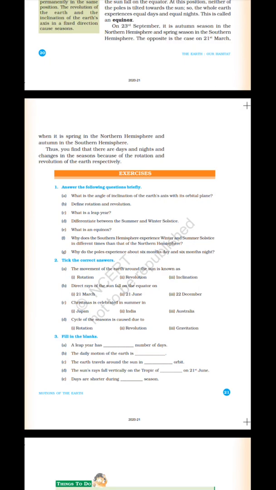2. Tick the correct answers. A. The movement of the earth around the sun is known as. B. Direct rays of the sun fall on the equator on. C. Christmas is celebrated in summer in. D. Cycle of the seasons is caused due to. 3. Fill in the blanks. A. A leap year has dash number of days. B. The daily motion of the earth is dash. C. The earth travels around the sun in an oval or dash orbit. D. The sun's rays fall vertically on the Tropic of dash on 21st June. E. Days are shorter during dash season.